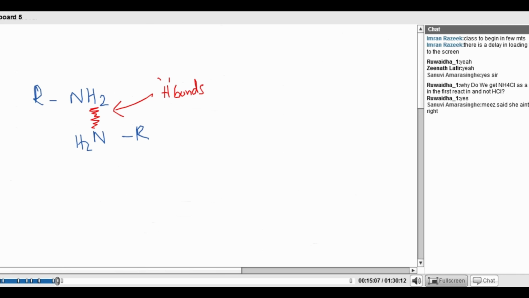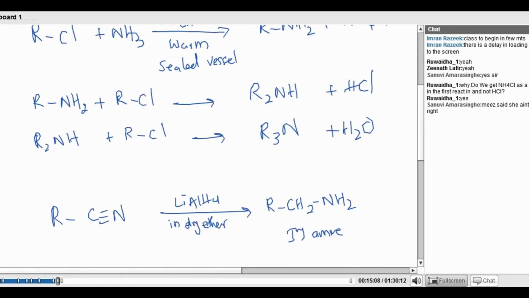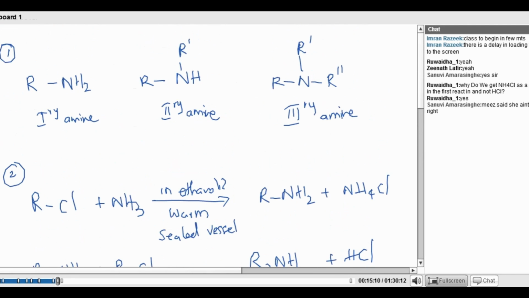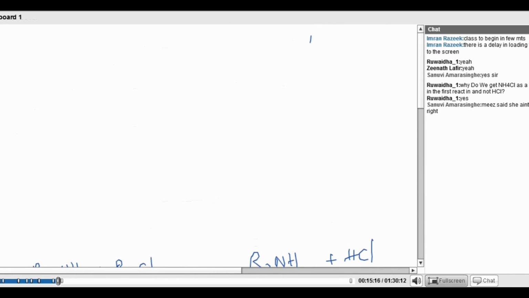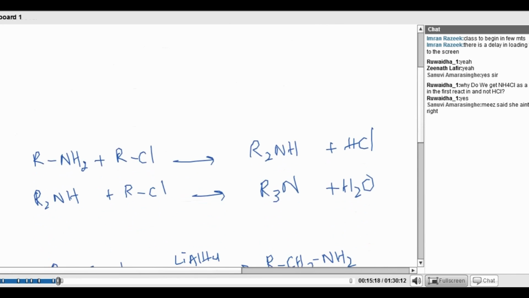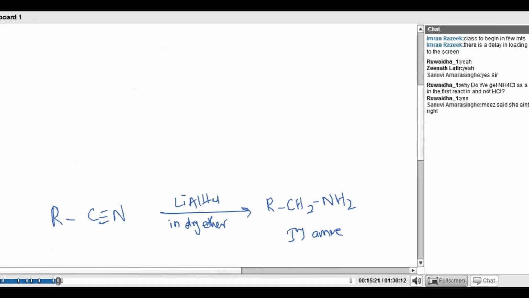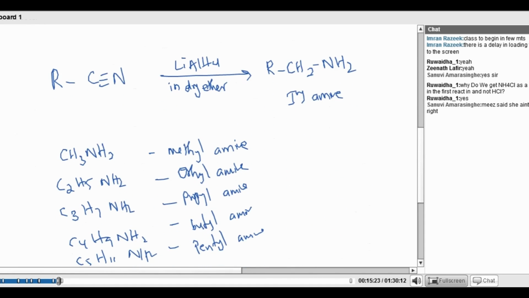Right. So all amines are basic, and they react with acids. The reason why they are basic is the presence of a lone pair on the nitrogen. If you analyze all the amine groups, there's a lone pair on nitrogen, therefore that will increase the basicity. Now if you take a long chain amine, the long chain amines are more basic than the short chain amines.